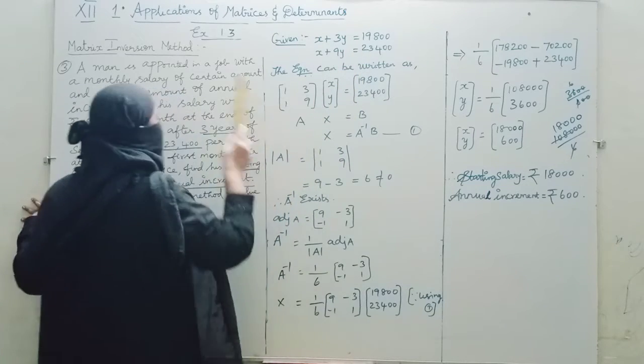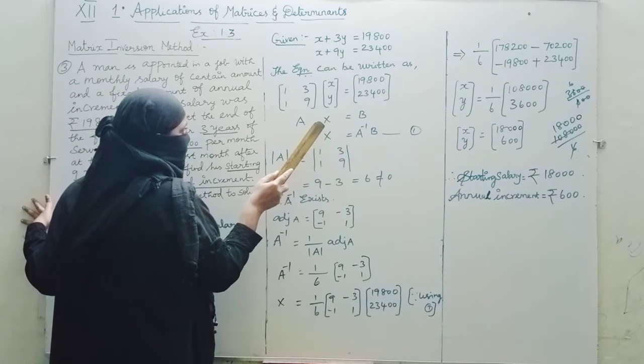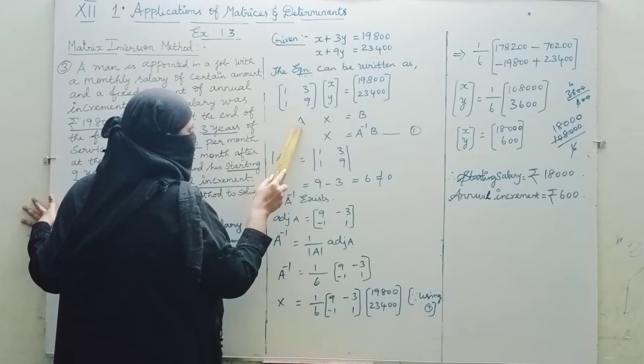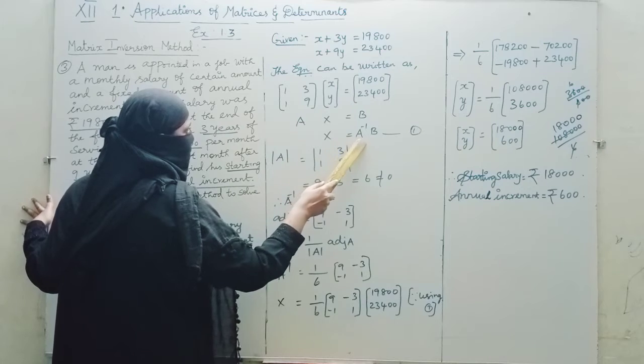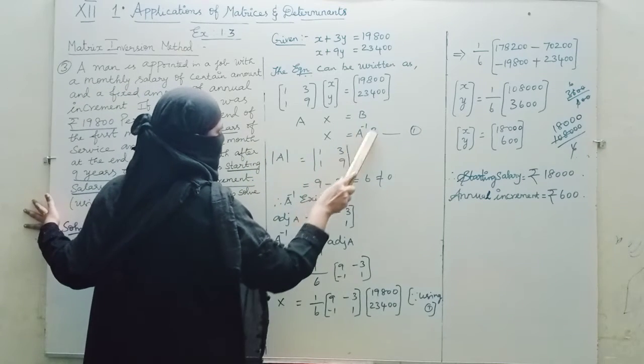Now by using the matrix inversion method, what is the formula? AX equal to B. We want to find the X value, which means A inverse B. So this is the value for A, this is the value for X, this is the value for B. So X equal to A inverse B. Take this as the first equation. First we want to find out A inverse.